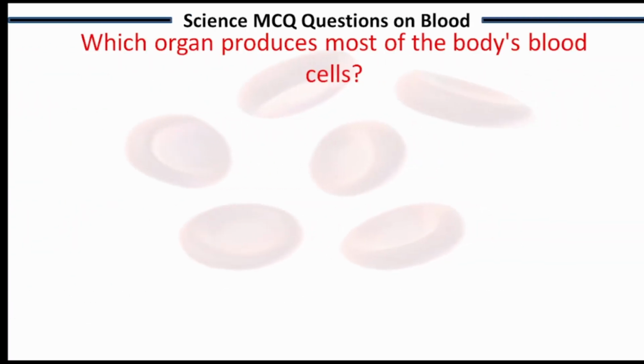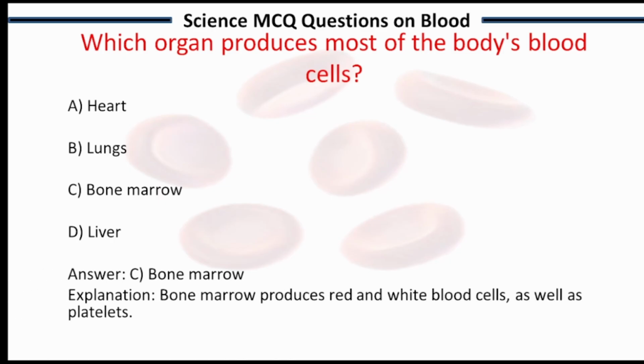Which organ produces most of the body's blood cells? A, heart. B, lungs. C, bone marrow. D, liver. Right answer is bone marrow. Bone marrow produces red blood cells, white blood cells as well as platelets.